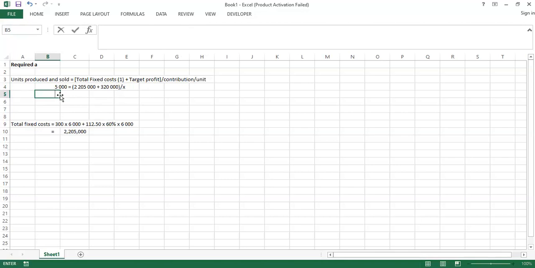So maybe we can add those two. Let me just add it on the side here for us. 2,205,000 plus 320,000, and so we get 2,525,000. So this is going to be 2,525,000 divided by X.